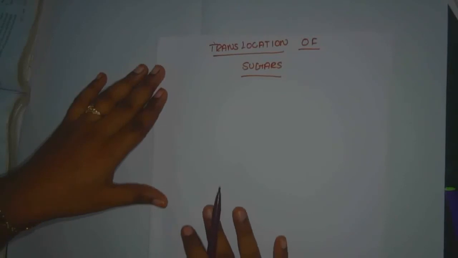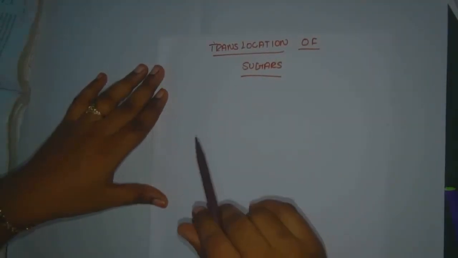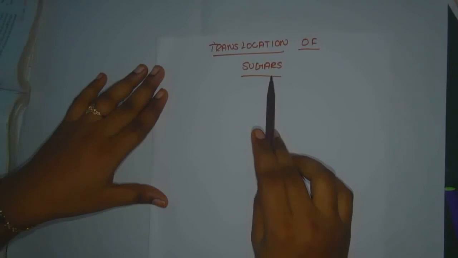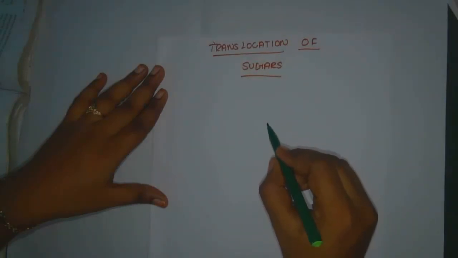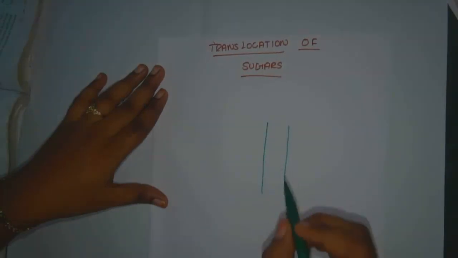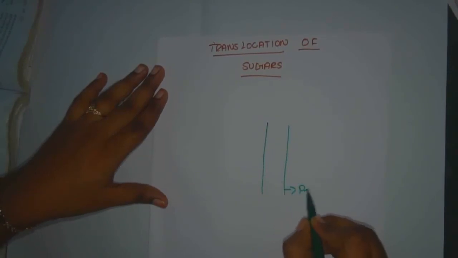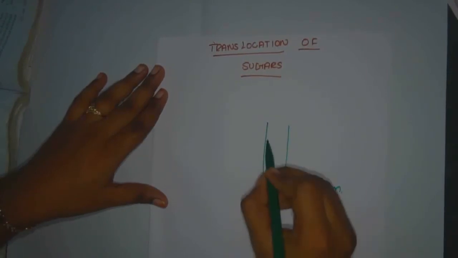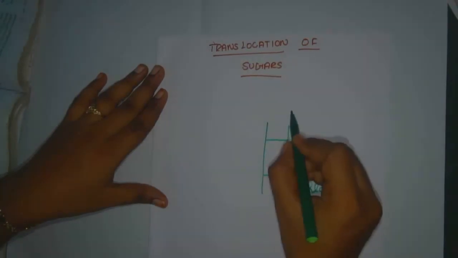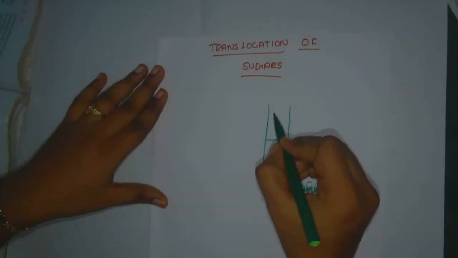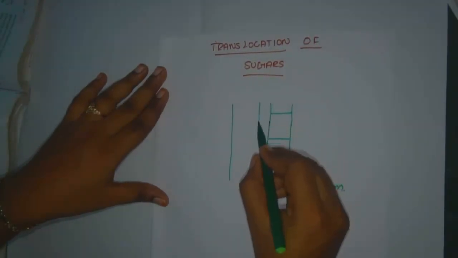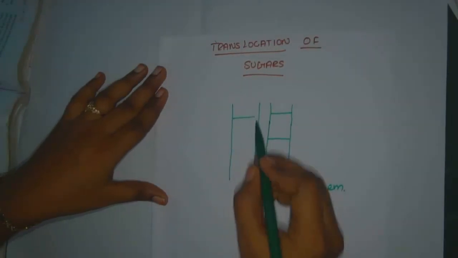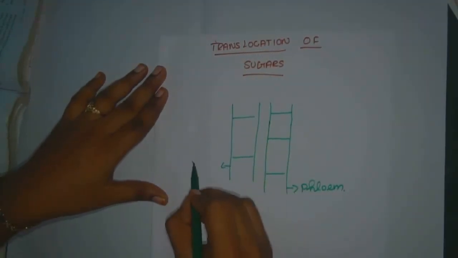Here the next topic is the translocation of sugars. Sugars are the food material, as we know, and in the plant the passing of food material takes place in the phloem part. This is the phloem. We already said that they have a sieve element that helps in the passing of food material, and next, in the vascular system there is another part also, that is the xylem part. This is the xylem.